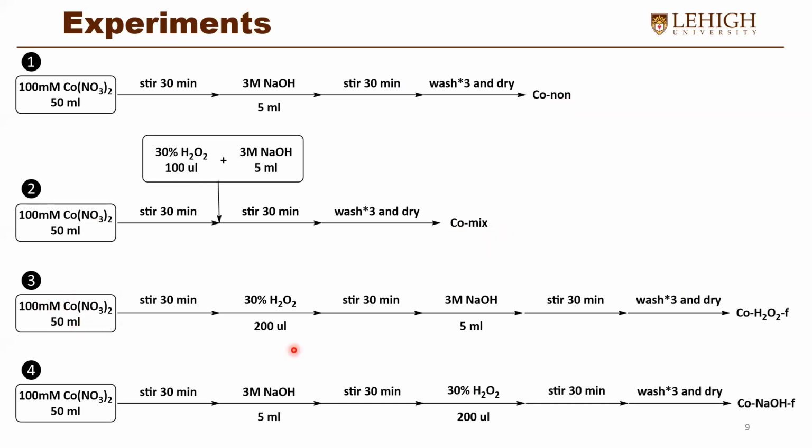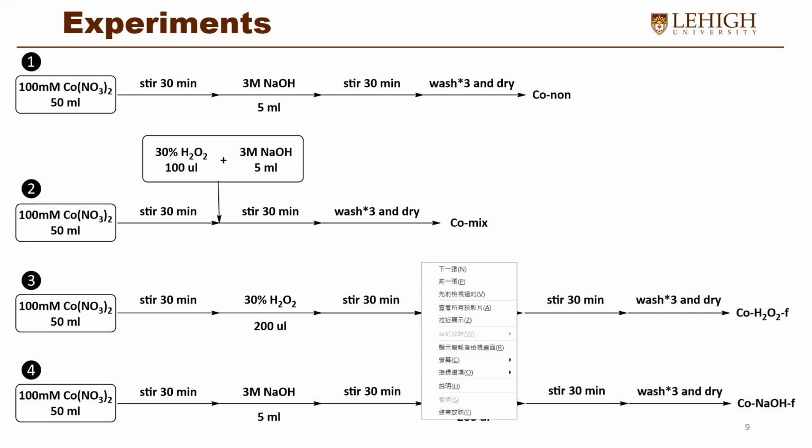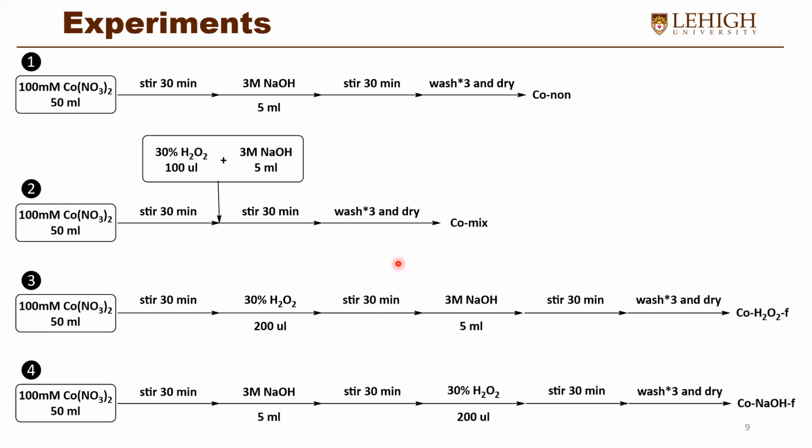And the third is adding hydrogen peroxide first and stir first. Here I used the wrong label. I will change it later. And then adding sodium hydroxide. And number 4 is adding sodium hydroxide first.